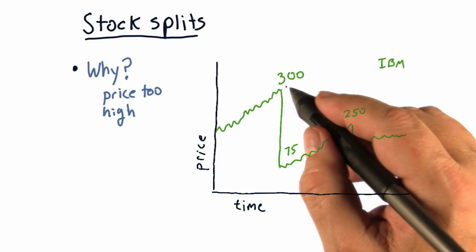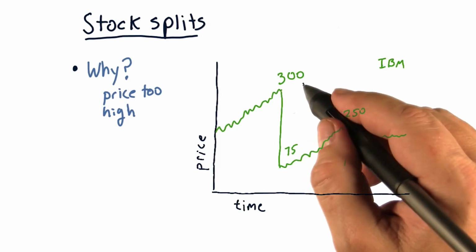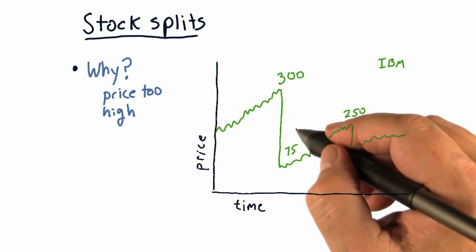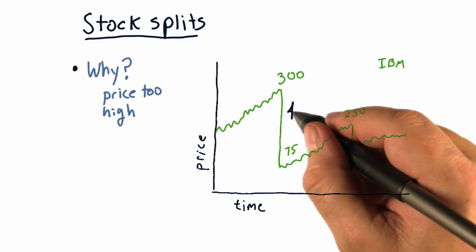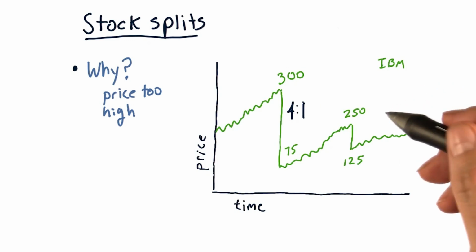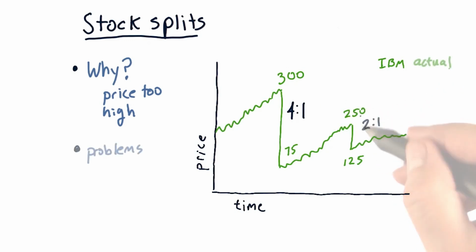So when the prices get very, very high, what the companies do is they say, look, let's take that 1 share that's priced at $300 and break it into 4 shares at $75. So that's called a 4-for-1 split. In this case, we had a 2-for-1 split. Okay, so that's why splits happen.